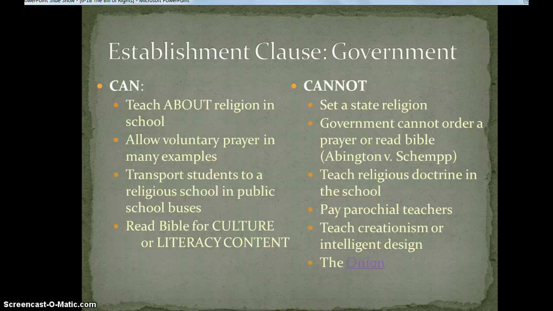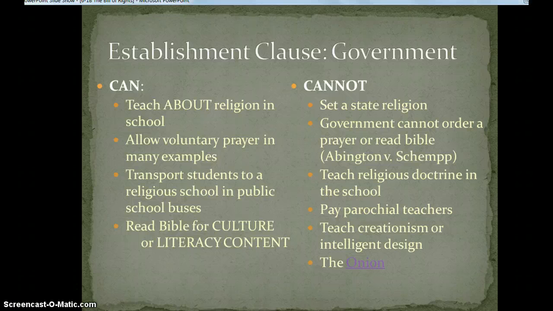In schools, I can teach about government. I can allow voluntary prayer in many examples. And I can transport students to religious schools on public school buses. I keep saying that, I don't know why I keep doing that, but schools can transport students.